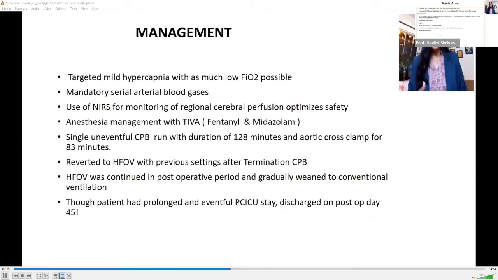Anesthesia in this case was maintained with total intravenous anesthesia with fentanyl and midazolam, as use of inhalation anesthetics was not possible because of HFOV. The patient had a single uneventful CPB run with a duration of 128 minutes with a cross-clamp time of 83 minutes. The patient was reverted to HFOV with the previous settings after termination of CPB. HFOV was continued in the post-operative period and was gradually weaned to conventional ventilation. Though the patient had a prolonged and eventful pediatric cardiac ICU stay, he was discharged on post-op day 45.